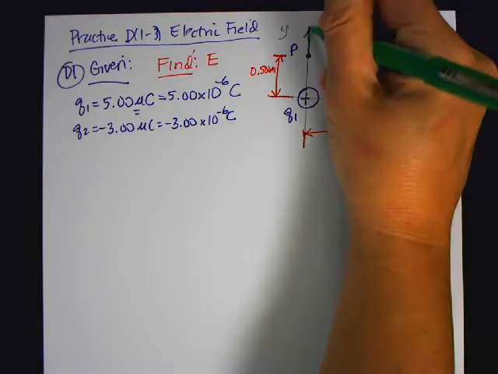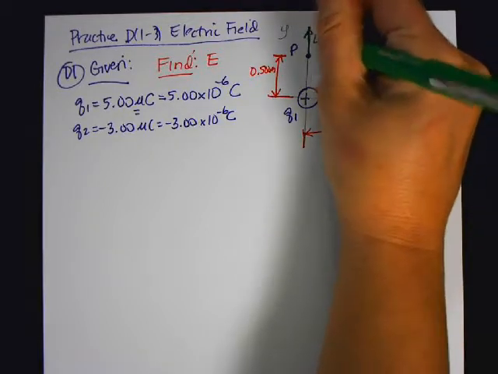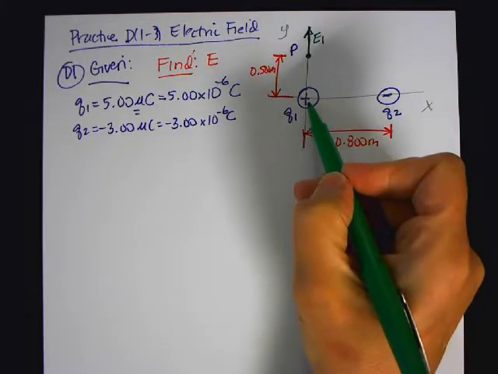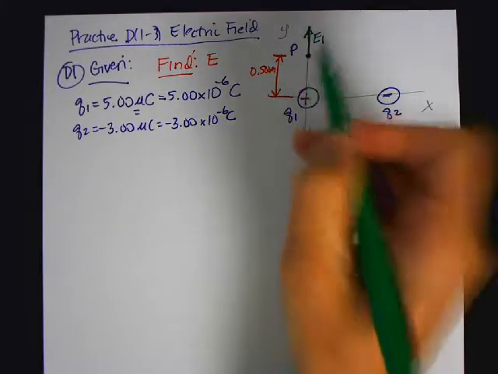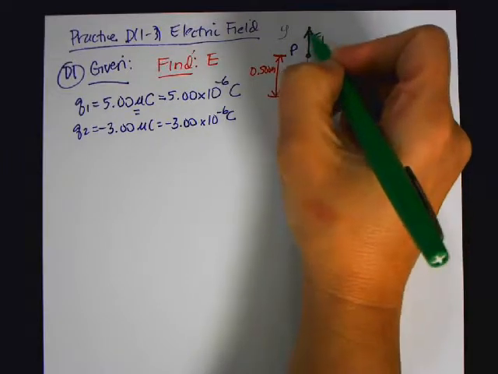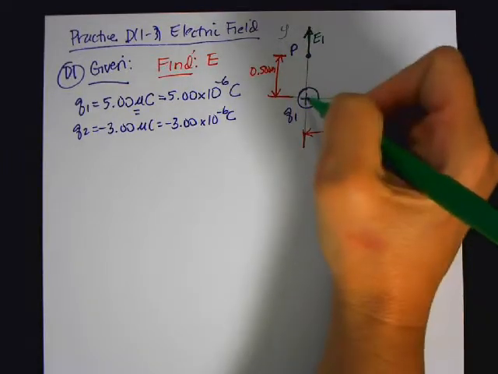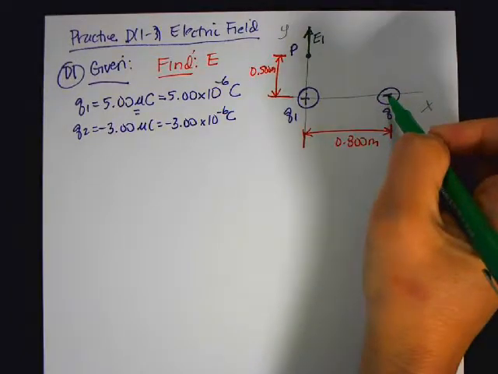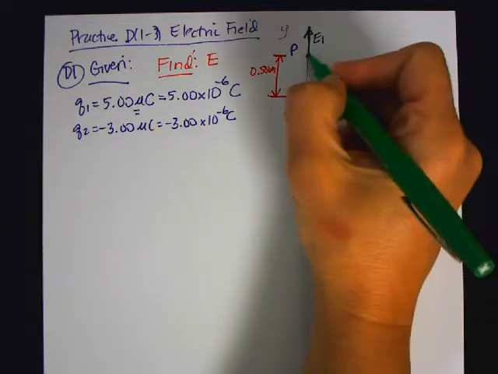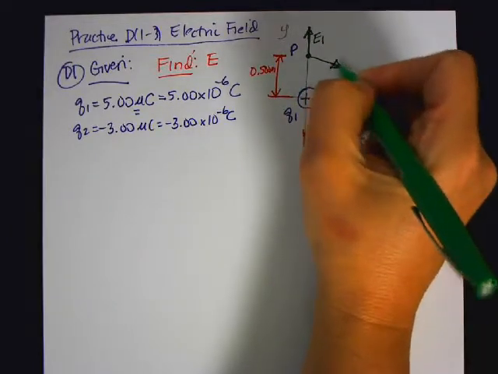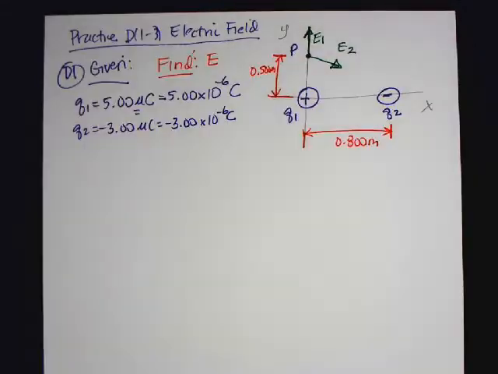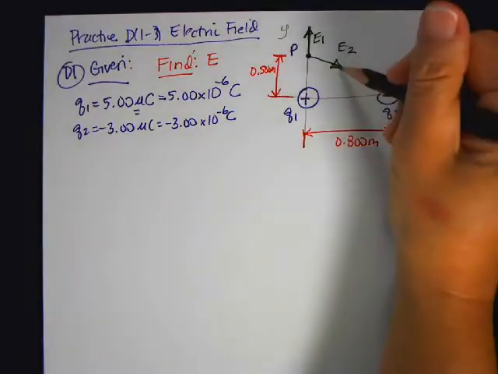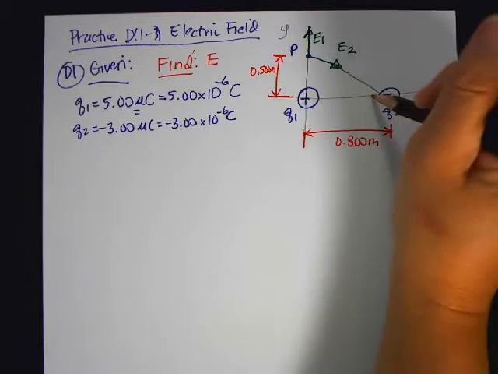So this electric field here, I'm going to call this E1. Because this is positive, and electric fields go out of positive, at this point P the electric field from this charge is going to go up. Now over here I have a negative. We just learned that the electric field goes into negative. So this is going to point this way like this, and this is E2. Now we're going to have to do some geometry here, because you see this is a triangle.